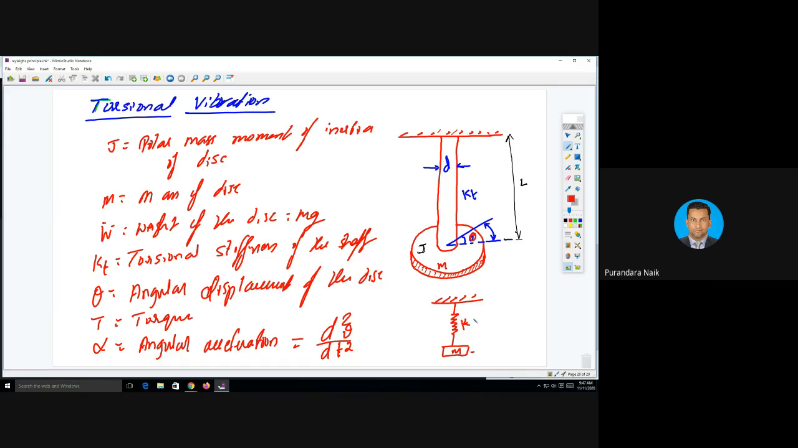Here we take K, which is the longitudinal stiffness in the spring mass system. But here kT is the torsional stiffness. Torsional stiffness is the resistance offered by the shaft to twist. If you want to twist it, there will be a resistance offered by the material because of its stiffness. That is kT, the torsional stiffness.